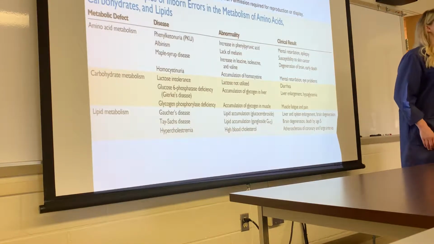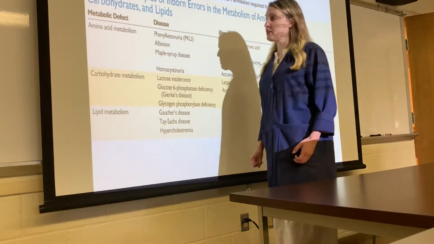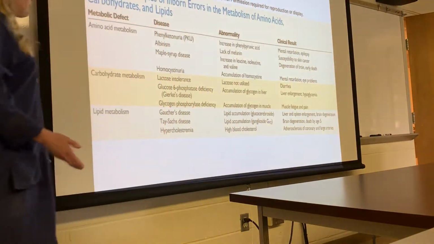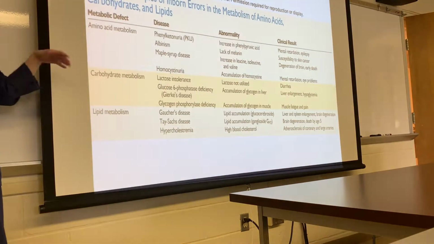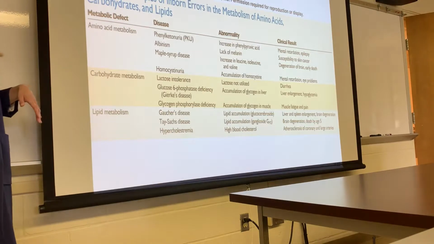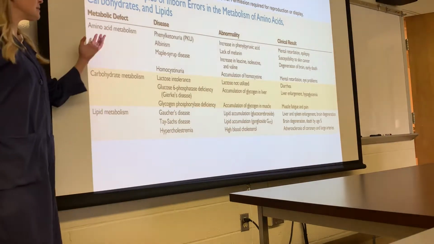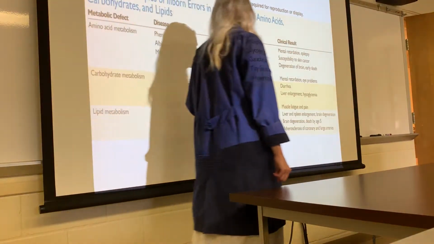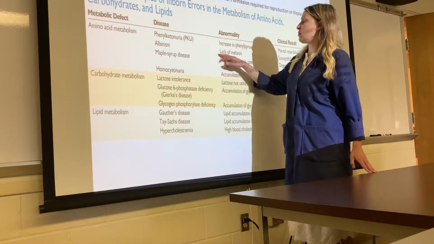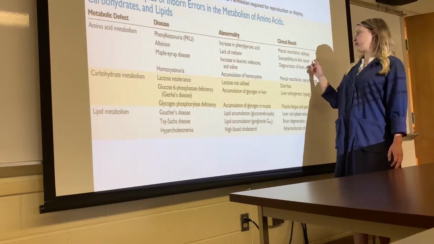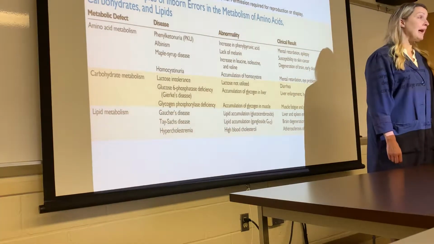Okay, so the last slide shows us some of these types of metabolic defects. You can have different types: issues with amino acid metabolism, so protein metabolism, carbohydrate metabolism, or even lipid metabolism. For amino acid metabolism, we talked about 2 of these. We talked about albinism, where you can't produce melanin, and so you have susceptibility not just to skin cancer, but to really bad burning.